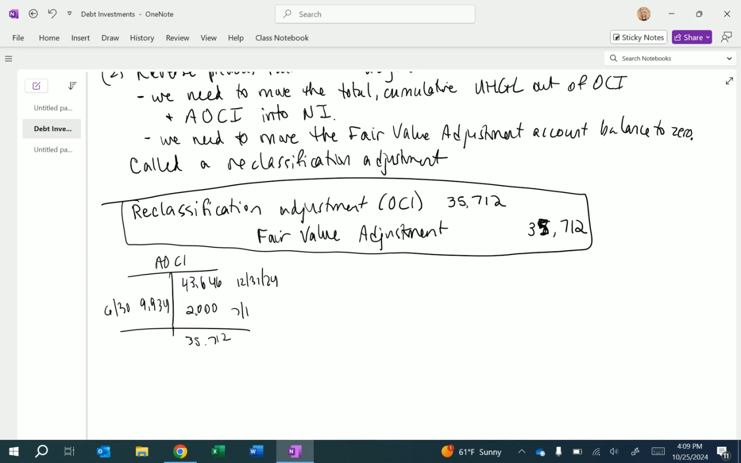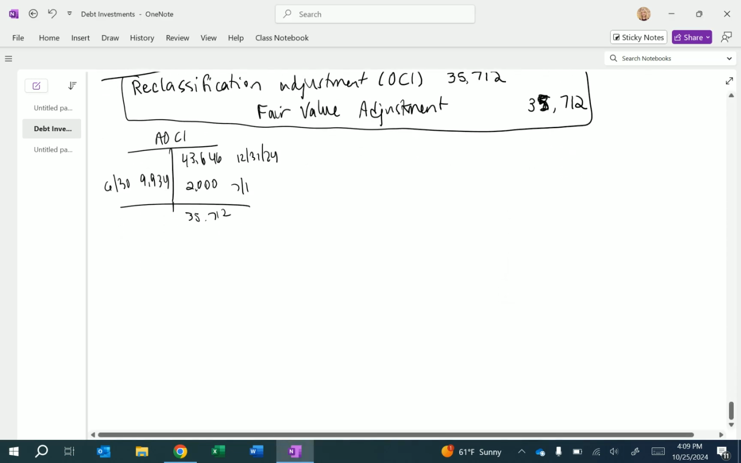Next, we need to record the actual sale. So this is the third part of our journal entry, record the sale. We receive cash. We're selling it for $712,000, so that's what we get in cash. We eliminate the investment in bonds. Notice I skipped a line here.